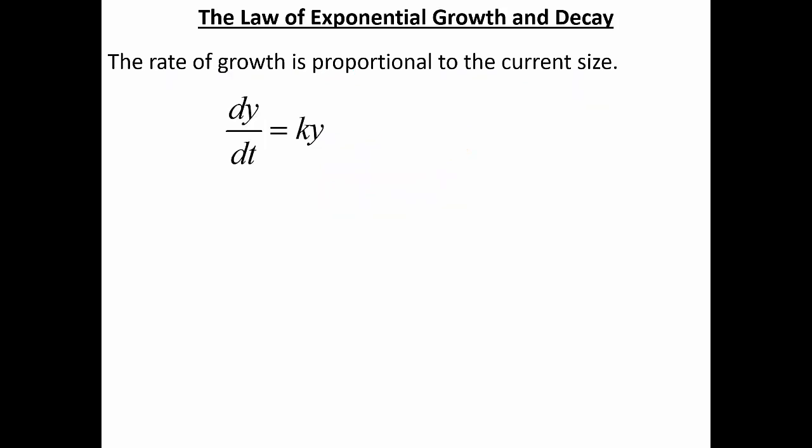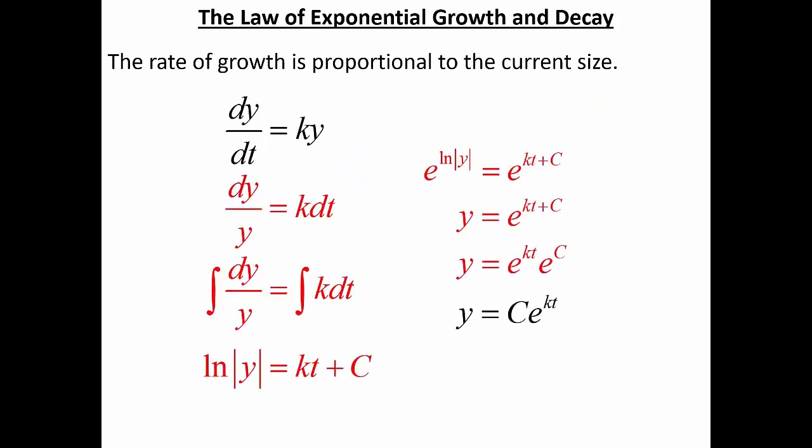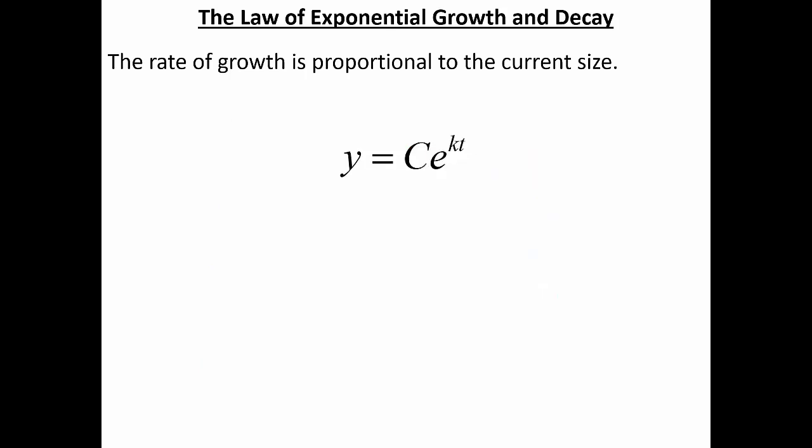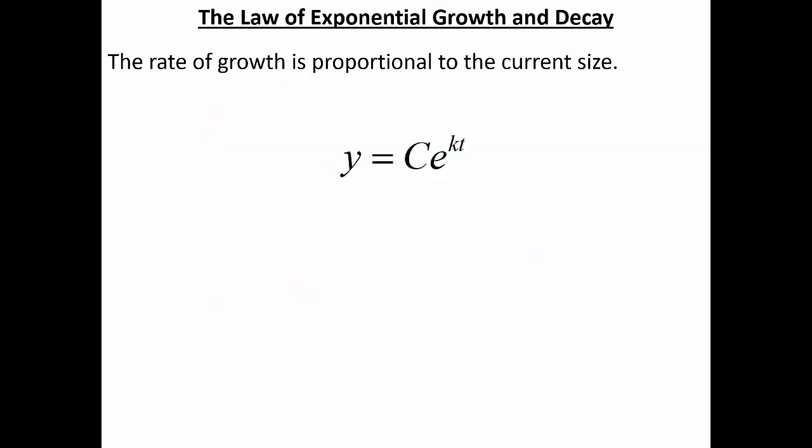We're not going to use this calculus formula. We're going to do some calculus until we get to this formula right here, y equals ce to the kt. The actual law of exponential growth and decay is this guy right here, but we're not ready for that guy yet. Take calculus to be ready for that guy. So we're just going to use the simplified version of the law of exponential growth and decay, this formula right here, y equals ce to the kt.